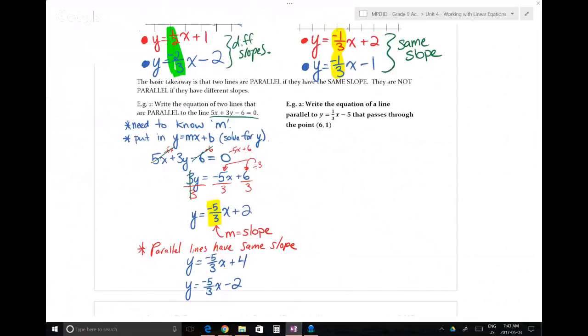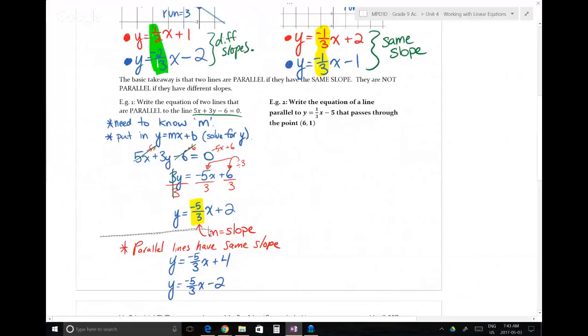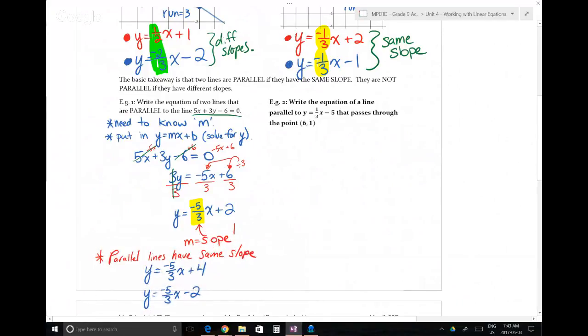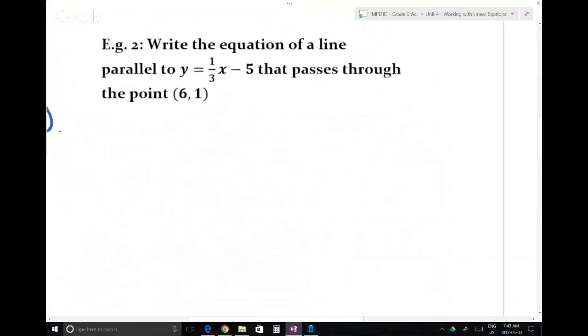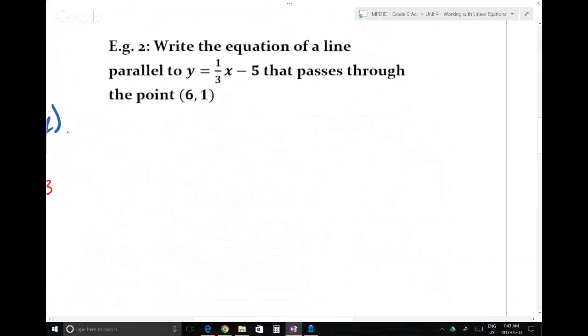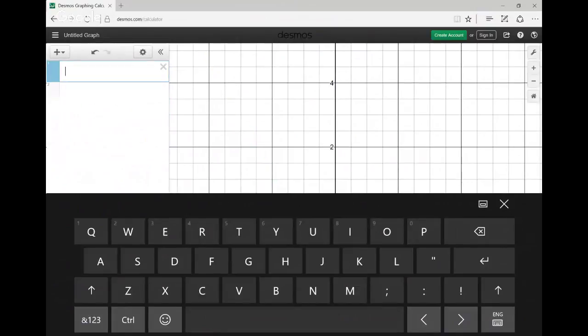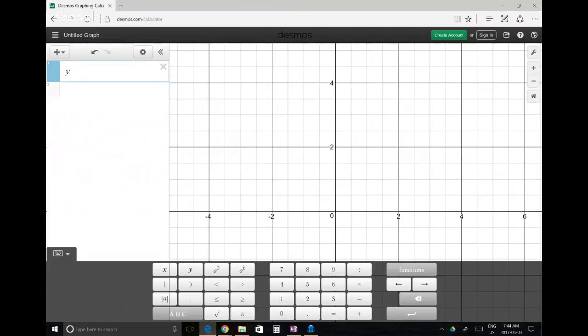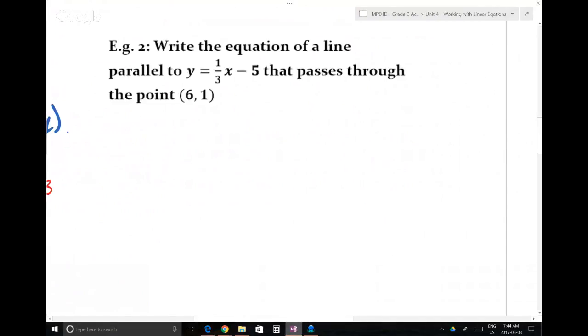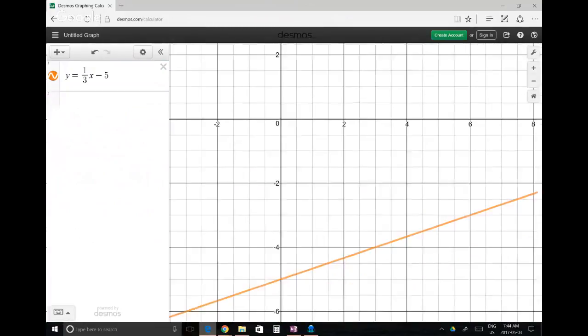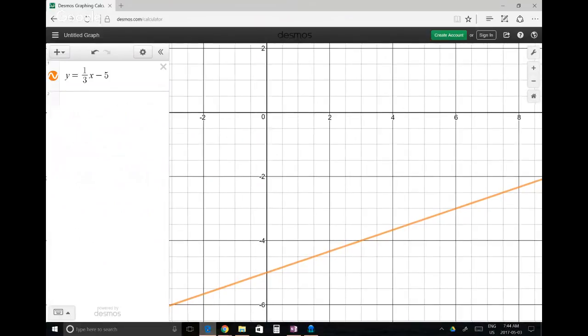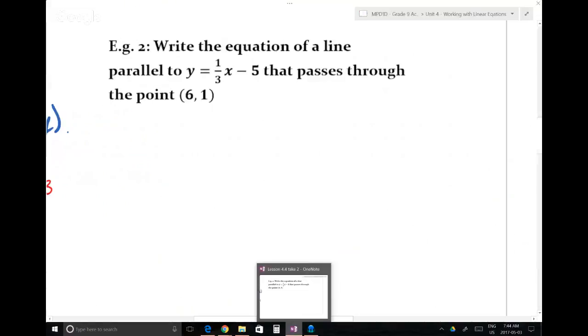Let's try this question on the right here. Write the equation of a line parallel to y equals 1/3 x minus 5 that passes through the point 6,1. So pause the video, see if you can do that yourself. Y equals, was it? 1/3 x minus 5. So here we go. Here's our original line. You'll see that this does not pass through the point 6,1. So the original line isn't the one, but a parallel line can.